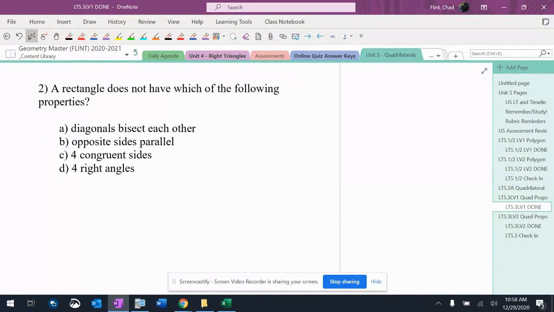Number two says a rectangle does not have which of the following properties. So that means a lot of this stuff is going to fit into a rectangle. So diagonals bisect each other. Rectangle has that, okay, because a parallelogram does. Opposite sides are parallel. Again, a rectangle has that because a parallelogram does. For congruent sides, that does not have to be true about a rectangle. This right here is a rhombus. So that's going to be our answer. And then for right angles, a rectangle has that.